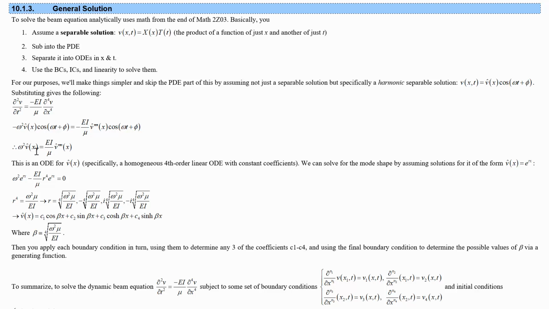Well, the way you can solve this in Math 2Z03 is by assuming, because it is a linear homogeneous fourth order ordinary differential equation with constant coefficients, you can assume a solution that's just an exponential and substitute it in, and then find out that there's 4 different possibilities for what this r exponent has to be, the coefficient of x in the exponent. It will be the solutions to this equation. r to the 4 is equal to omega squared mu over EI. And there's 4 different possibilities for that.